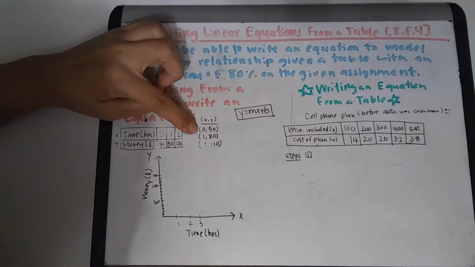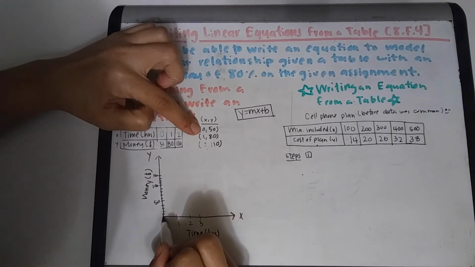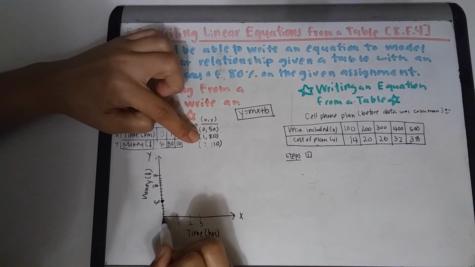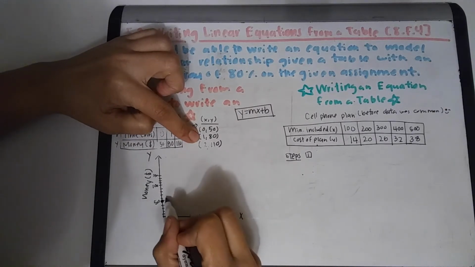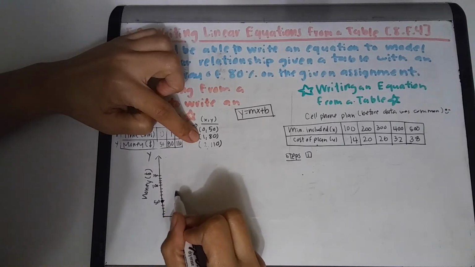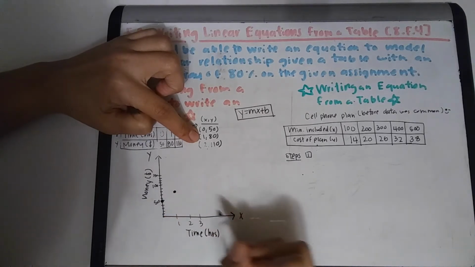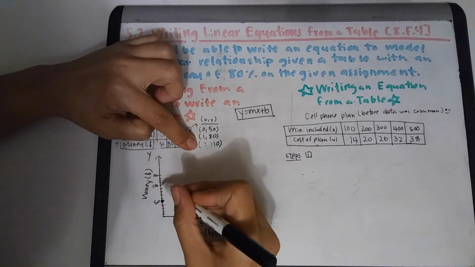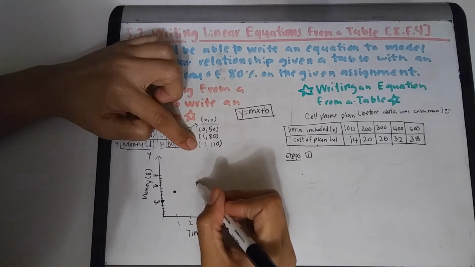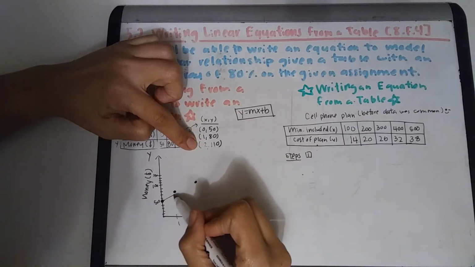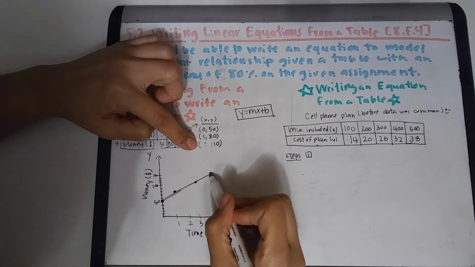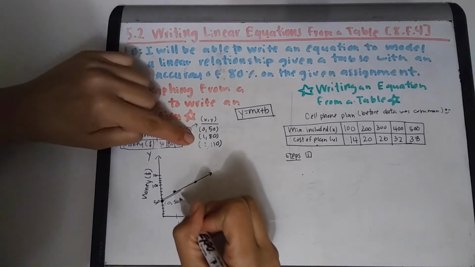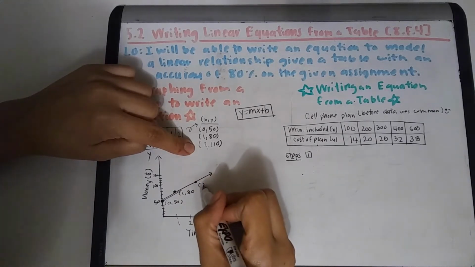So my first point is 0, 50. I'm not going to go right or left, but I'm going to jump 50. So this is my first point right here. Second point, I'm going to run 1 to the right and go up 80: 50, 60, 70, 80, about right there. And my third point is 2, 110, right there. Then I can connect my line. Yours should be better because this is not graph paper. So again, this is 0, 50, this is 1, 80, and this is 2, 110.